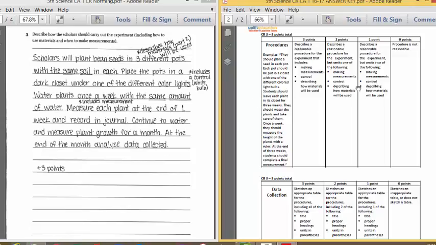And then 1 point would be describing a reasonable procedure that omits 2 of the following. So maybe they omit how to take measures, and they also don't note anything about a control group, but they do describe how the materials will be used. That would be 1 point. And then if the procedure is just not reasonable for the question, then they would receive 0 points.